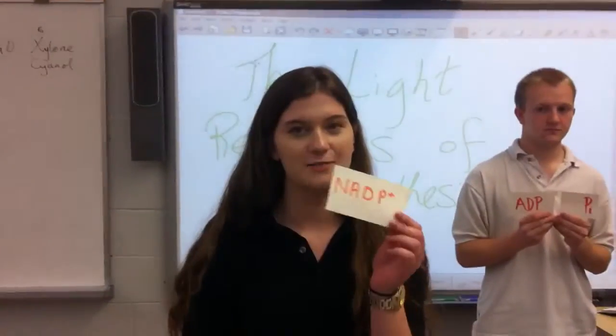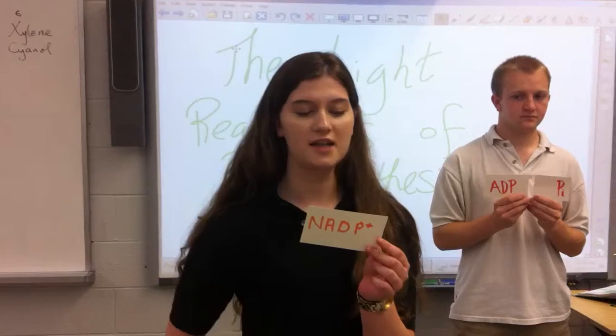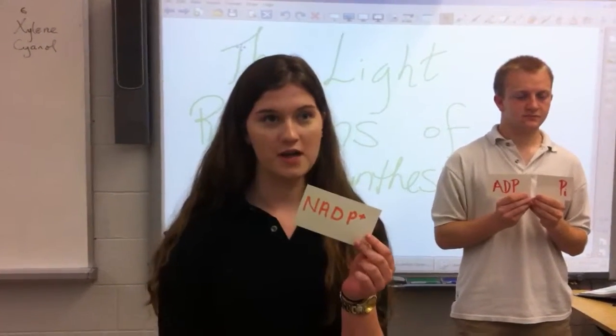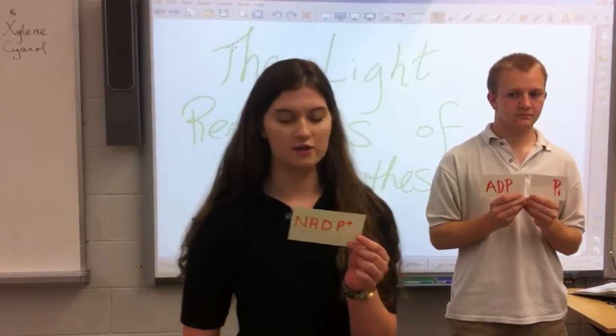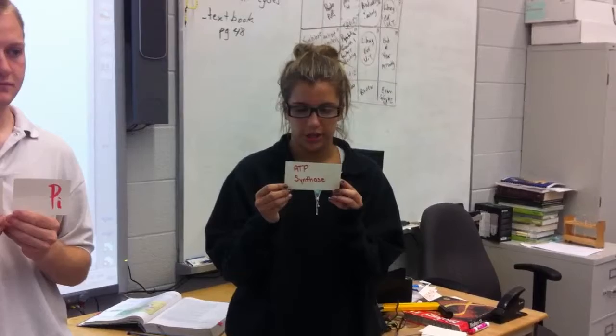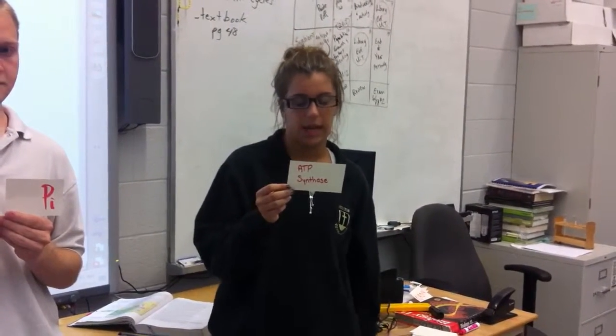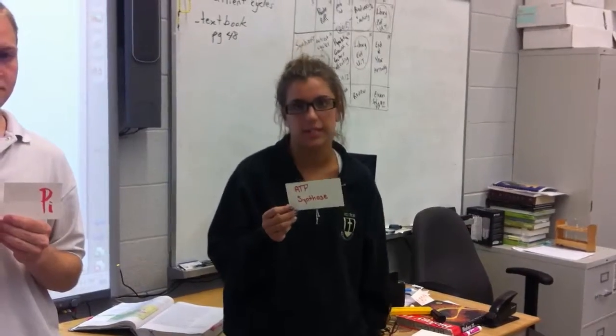Awesome. And? So I'm NADP positive. I take 2 high-level electrons from the NADP reductase and 1 proton from the stroma to become NADPH, and then I go off to the Calvin cycle. Okay, cool. And you are? I'm ATP synthase. I take the proton gradient out of the thylakoid lumen into the stroma and then combine Pi and ADP to create ATP.